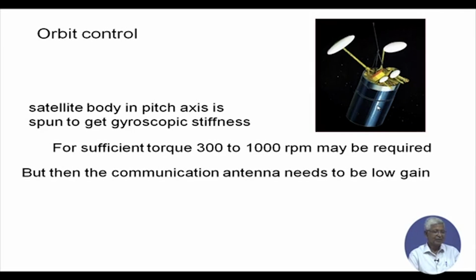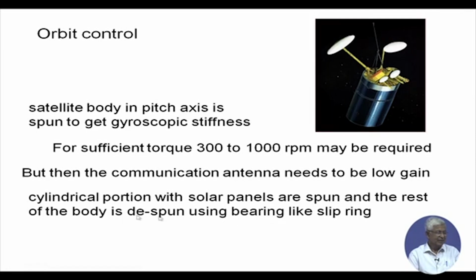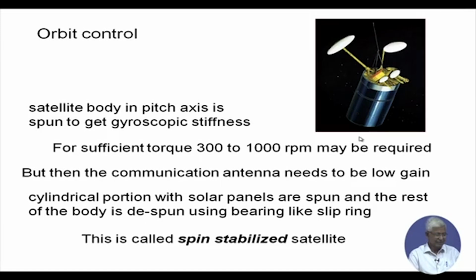The body of the satellite contains the solar panels; the cylindrical portion has the solar panels that are spun, and the rest of the body is despun by a slip ring, and that whole satellite structure is fitted to the slip ring. This is a very simple arrangement, and this is called spin stabilized satellites.